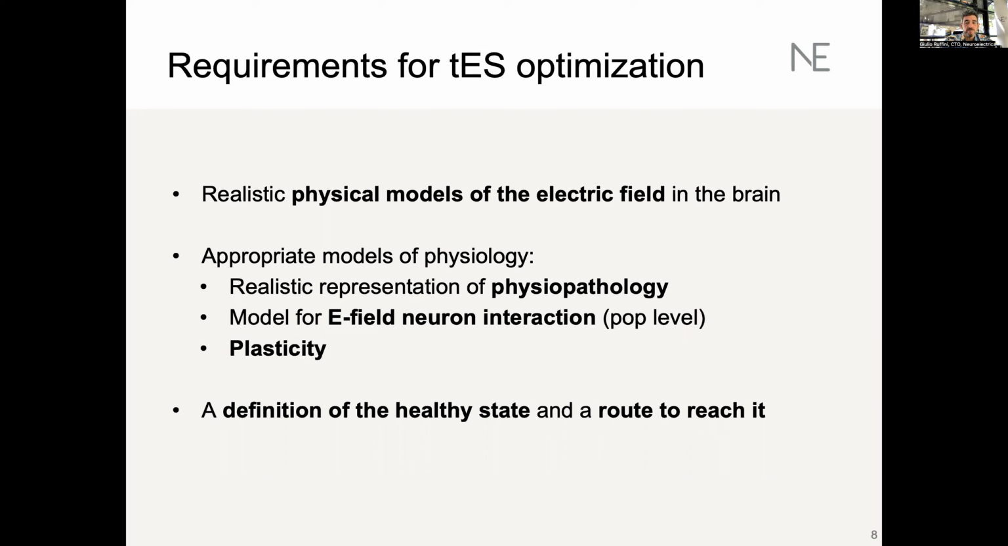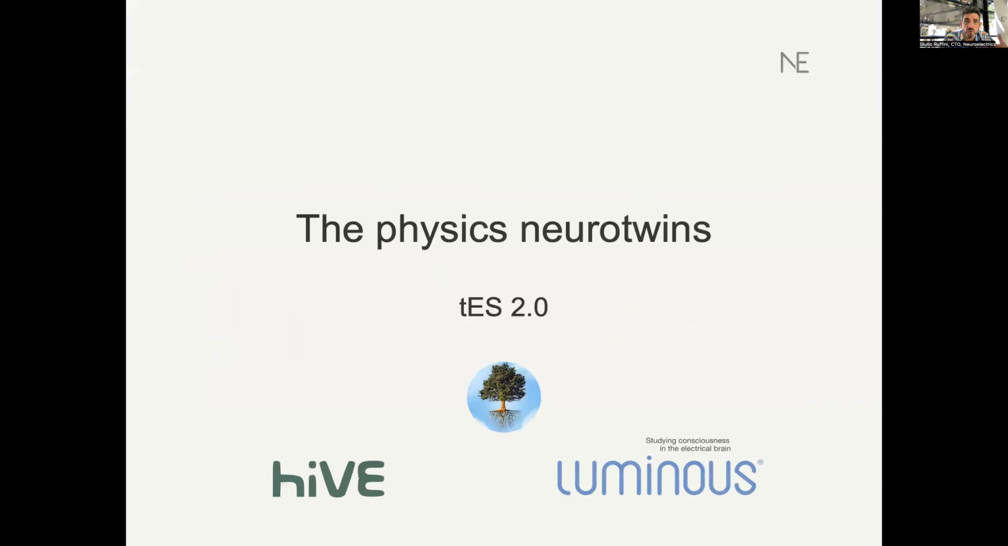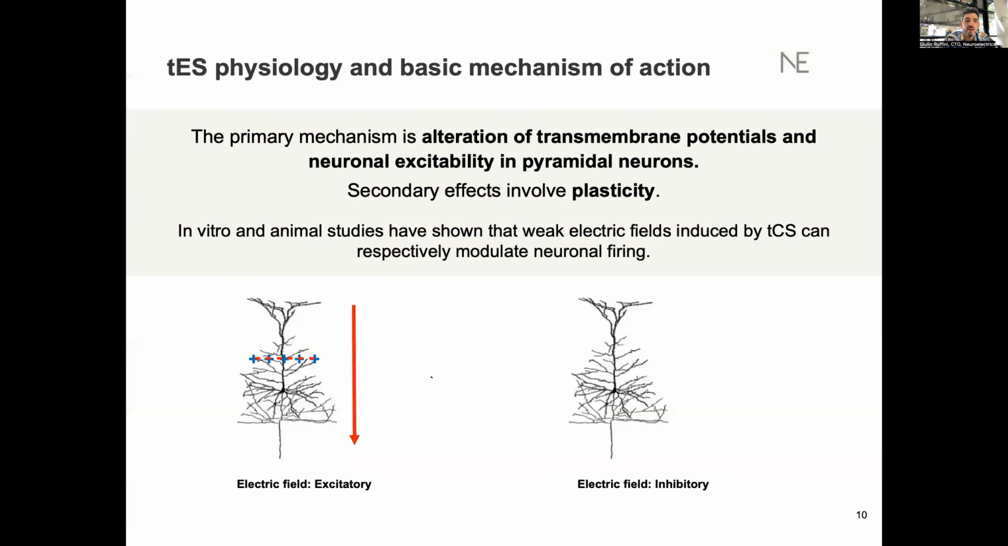So we also need, of course, a definition of what is healthy, what is a healthy state of the brain, and with that definition, try to apply stimulation in order to reach that state. And what I will be talking about here started some years ago in two projects, which I would refer to as tES 2.0, which are HIVE and Luminous. These were European projects funded by the Future and Emerging Technologies program that we have been very fortunate to be supported by. And in this, we started developing the first models of interaction.